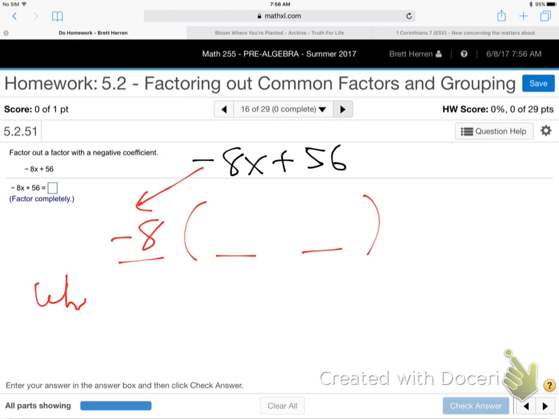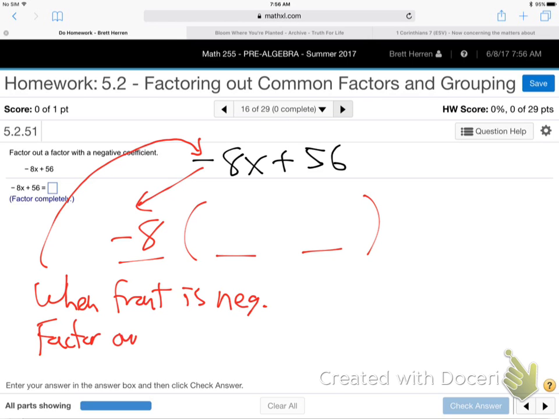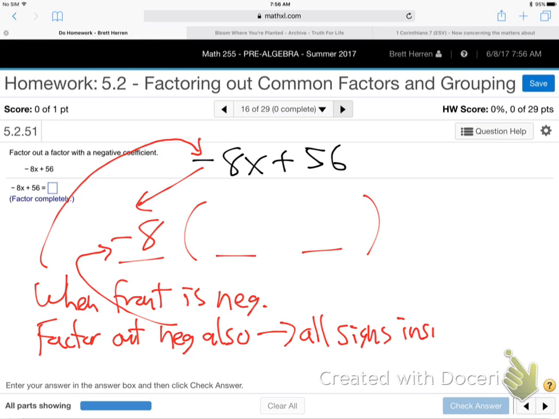So let me write a note on that. When the front is negative, meaning right there, factor out negative also, meaning right there. Other than that, and then I'll say all signs inside switch. That's what ends up happening. All the signs inside will switch.